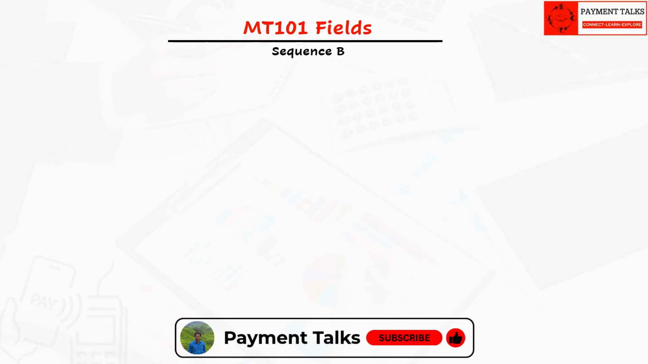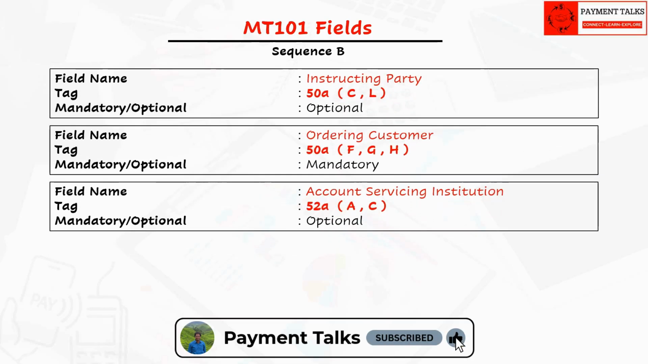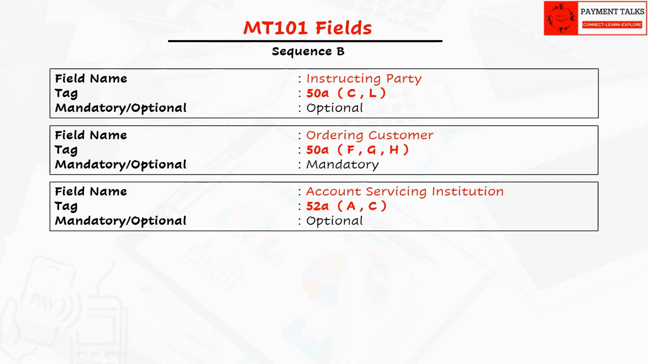Next, we have the same three fields that are already present in sequence A. They are instructing party, ordering customer, and account servicing institution. Then why are they again appearing in the repeating sequence B? We have discussed in the previous videos the batch concept and that MT101 does not have a batch concept explicitly. These three fields, when present in sequence A, are applicable to all the sequence B payments.